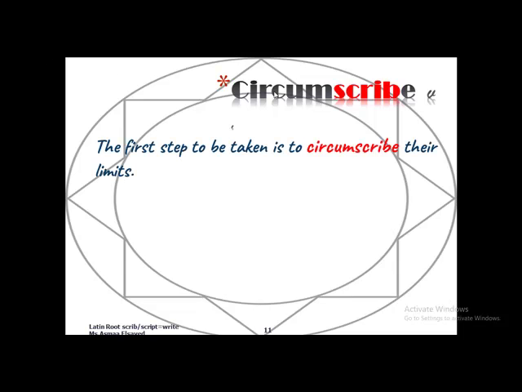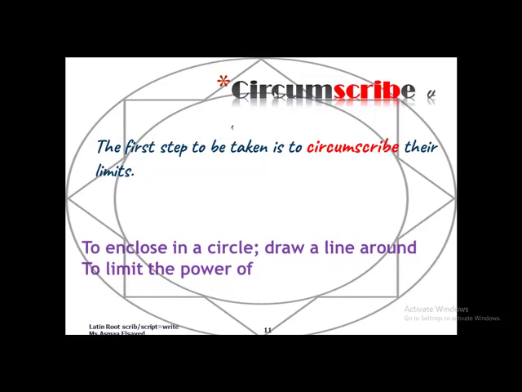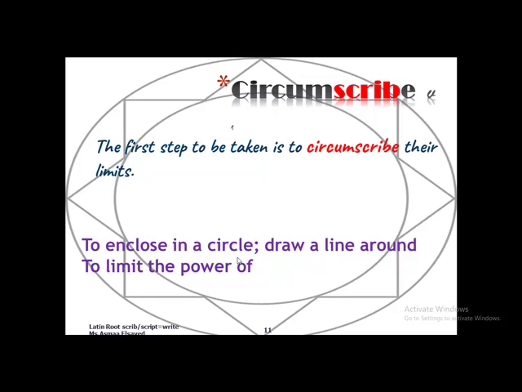Now I can see a circle. Inside the circle there is a shape, and beside the shape there is another circle. Circle, circle, circle. This word is circumscribe. I guess that's from the word circle. It means to draw lines around. The first step to be taken is to circumscribe their limits. It means to set boundaries, to control, to enclose in a circle. Like when you have a toddler that moves around, you need to enclose him inside a circle. Draw a line around, or limit the power of something, to limit.